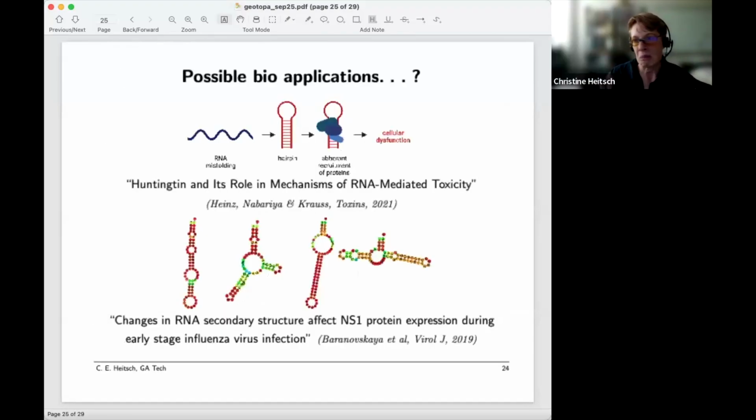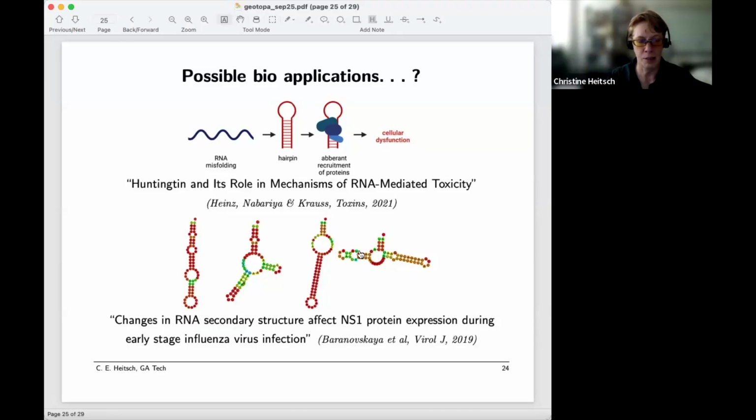And so there may be possible bio applications down the road. It's definitely the case that RNA misfolding for hairpins is implicated in its role in Huntington's disease. And so this is a picture I pulled from that paper where they're showing that this misfolded hairpin, this hairpin that shouldn't be there, actually recruits proteins that then start forming these problematic plaques.